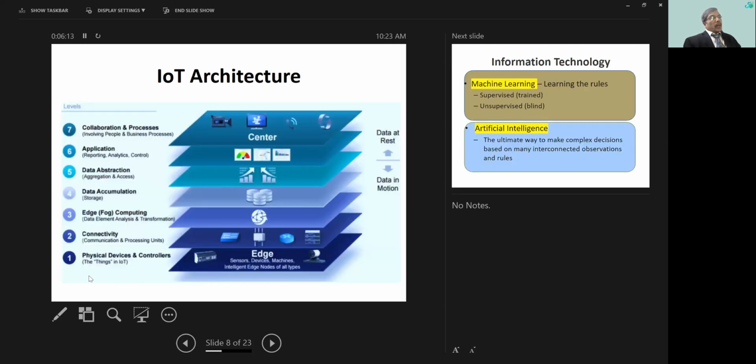Also, I talked about the physical devices or controllers. If you look at the architecture, there is connectivity and computing, either at the cloud or edge, that means user device, or in between, in fog, and data accumulation, data abstractions, and development of various applications and implementing certain processes. All these are several layers of the IoT architecture.